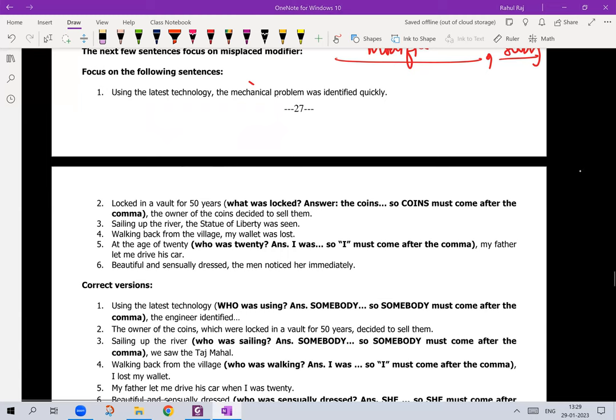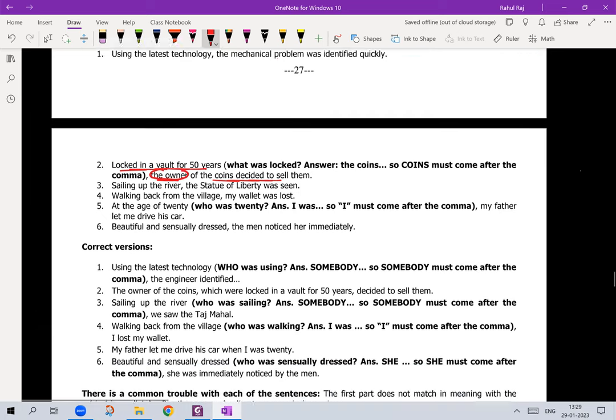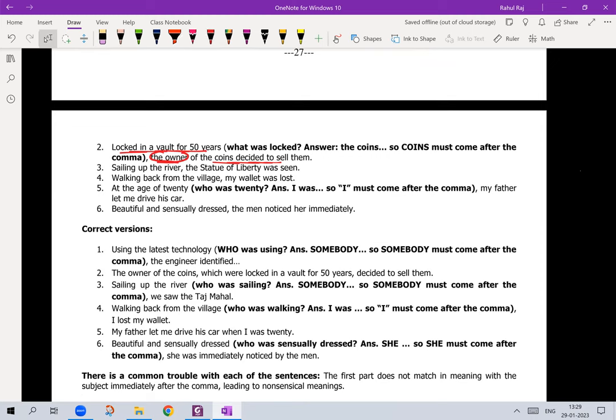So now you see over here: locked in the vault for 50 years, the owner of the coins decided to sell them. What meaning is this giving you? It gives you that the owner was locked in the vault for 50 years, which is crap. So the correct sentence should be: locked in the vault for 50 years, the coins were sold by the owner. Whatever clause you want to create, you create. But after the comma, locked in the vault for 50 years, the coins should come. If you say owner, it means the owner was locked in the vault for 50 years, which is 100% wrong.